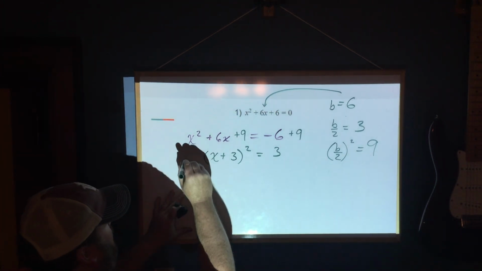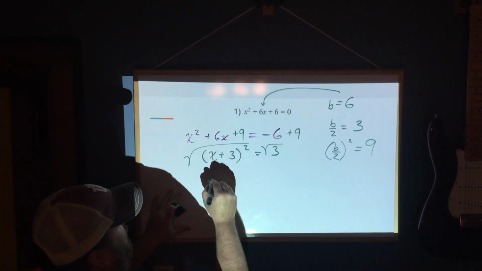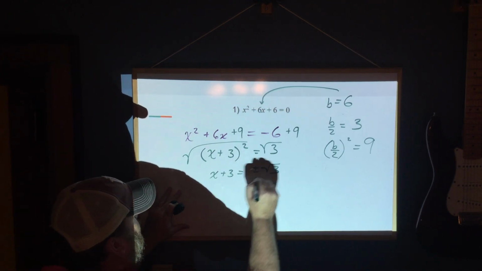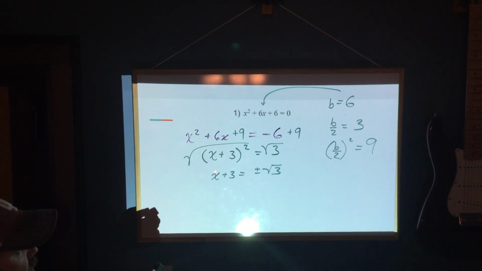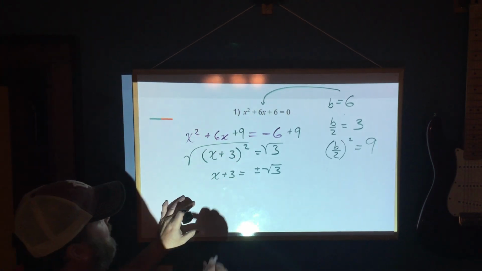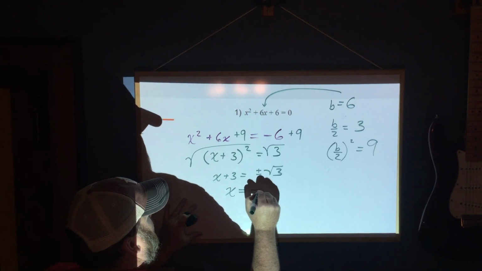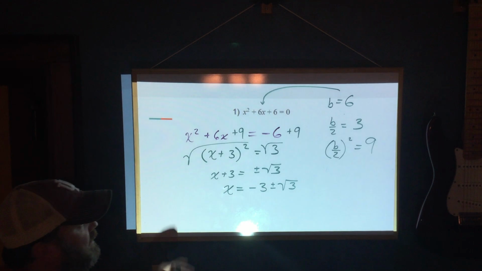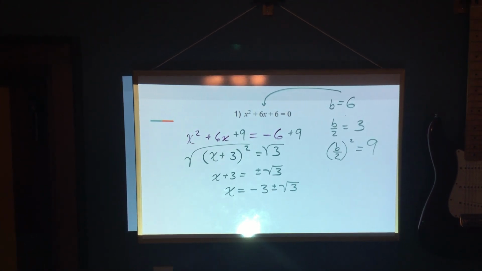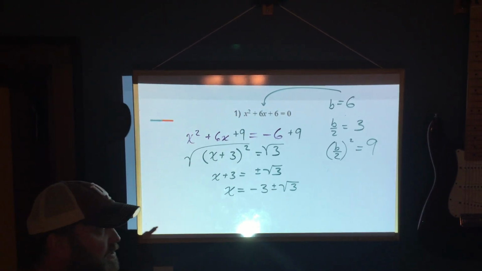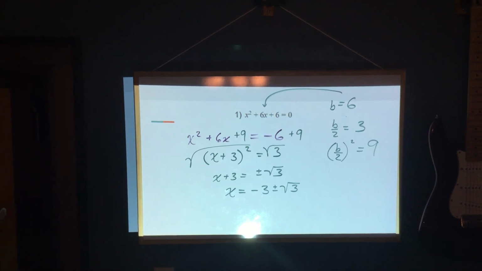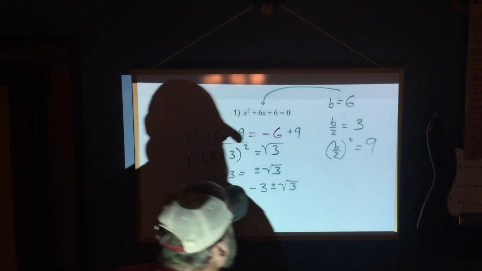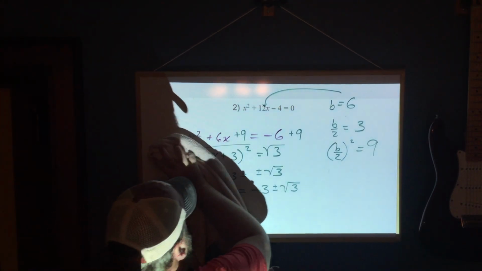So now we can take the square root of both sides. This will get me x plus 3. This will just simply be plus or minus the square root of 3. And then take this plus 3 and transpose it over to the other side. And I get x equals negative 3 plus or minus the square root of 3. So there are my 2 solutions. Negative 3 plus the square root of 3 and negative 3 minus the square root of 3. All right, number 2.